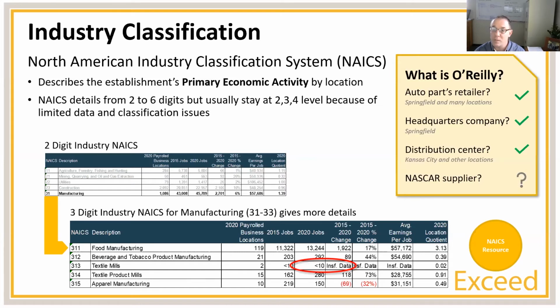And that's for a couple of reasons. One is there is limited data on some industries as you get down lower. Also, as you get to really highly detailed classifications of companies, you're just looking at that primary activity, but a lot of companies have multiple activities.